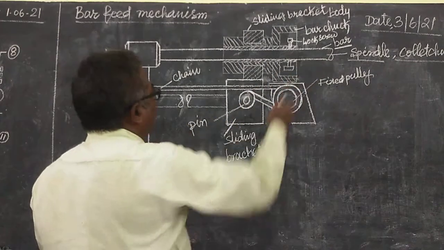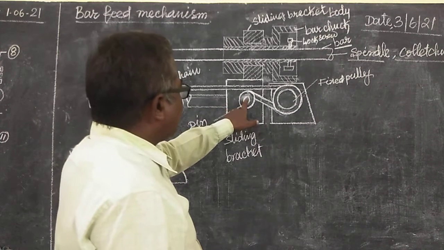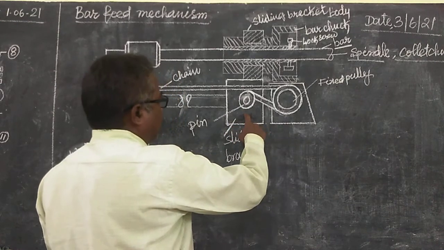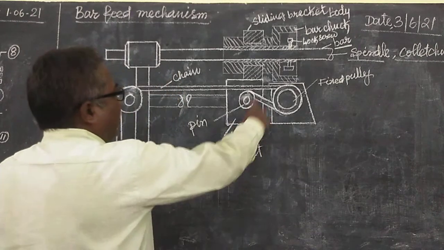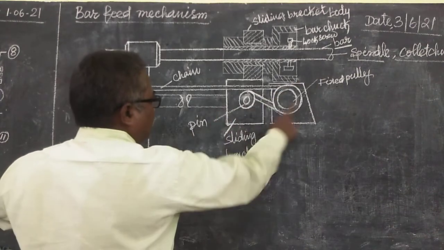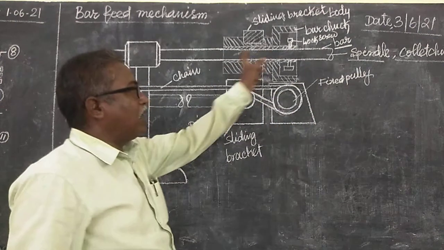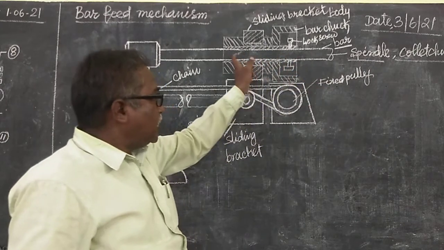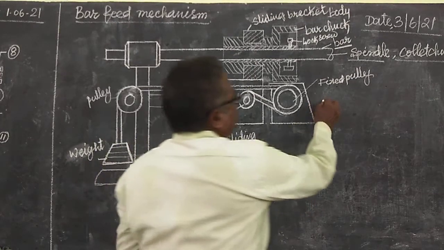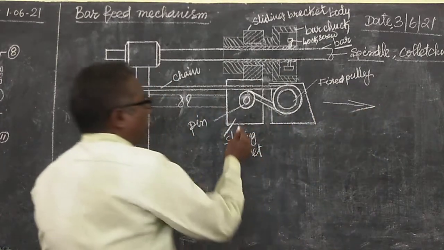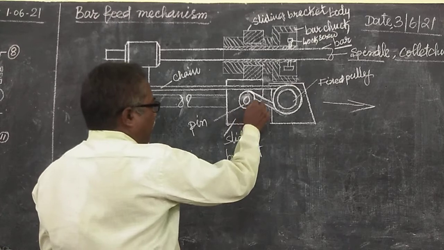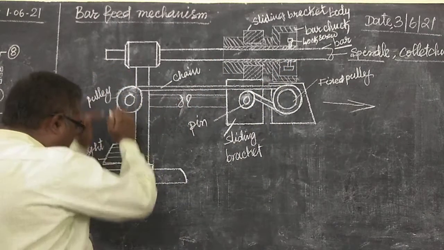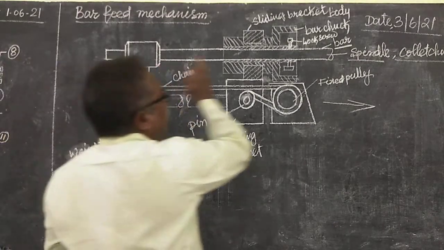Whenever we want to turn it, because of the pin fixed on the sliding bracket and because of the load, when the chuck is released, the slide will move forward along the rod, along the bar. This bar is moving this side, that bar is moving this side, because the pin is provided here. When we release that, because the load is pulling down, the rod will move forward.